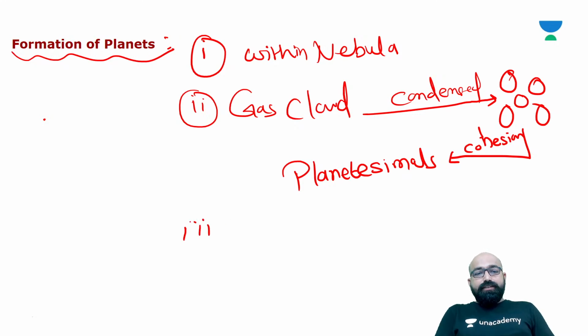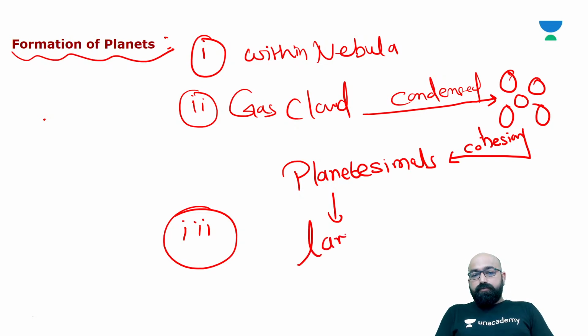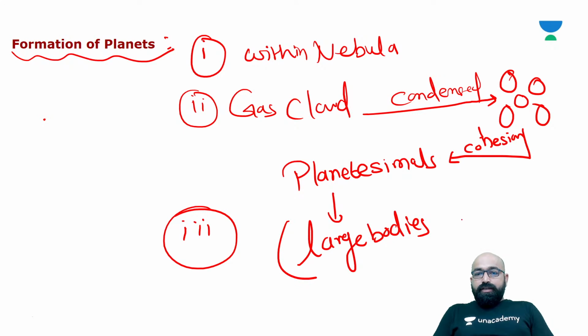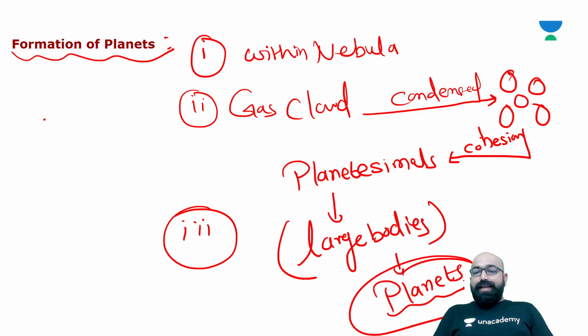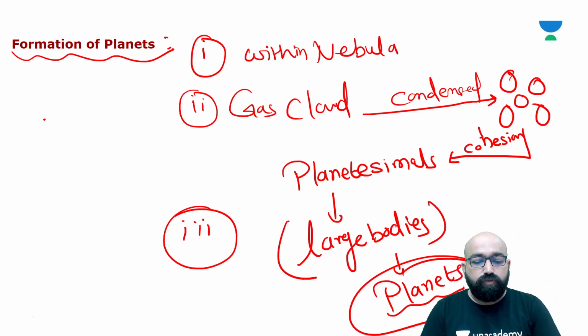Then after that, in the final stage, the large number of small planetesimals accrete to form a few large bodies in the form of planets. So this is the formation of planets.